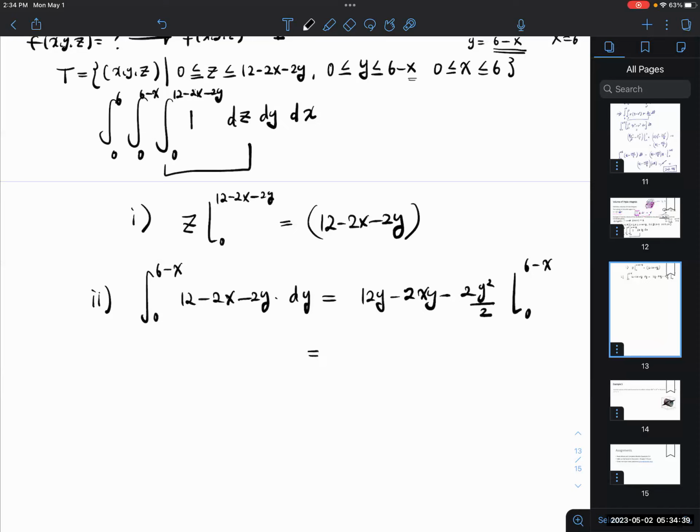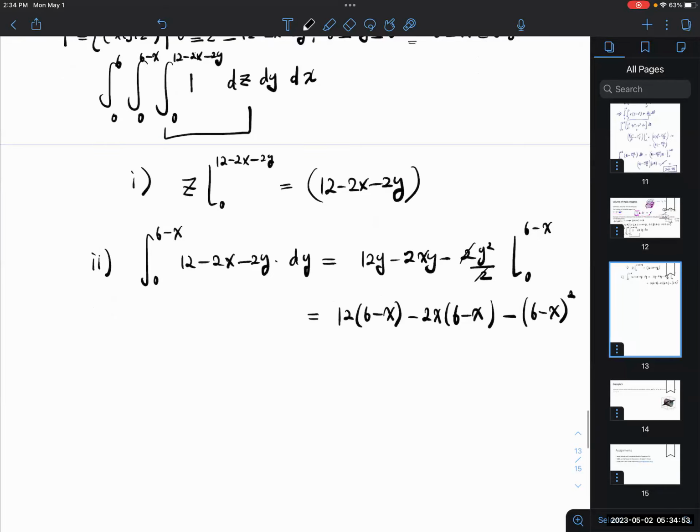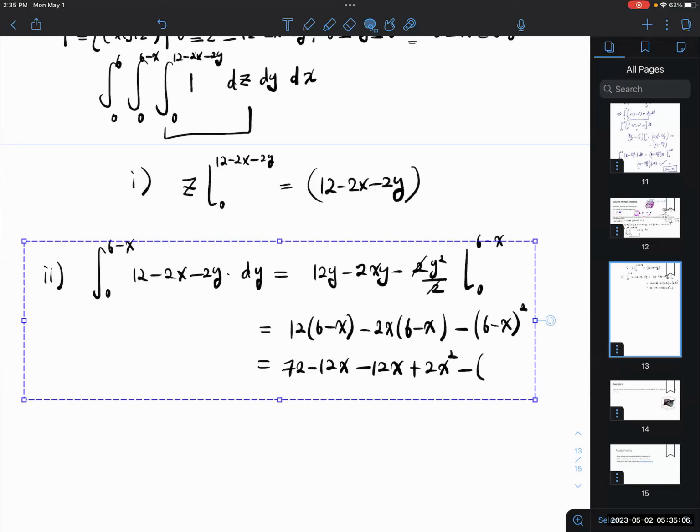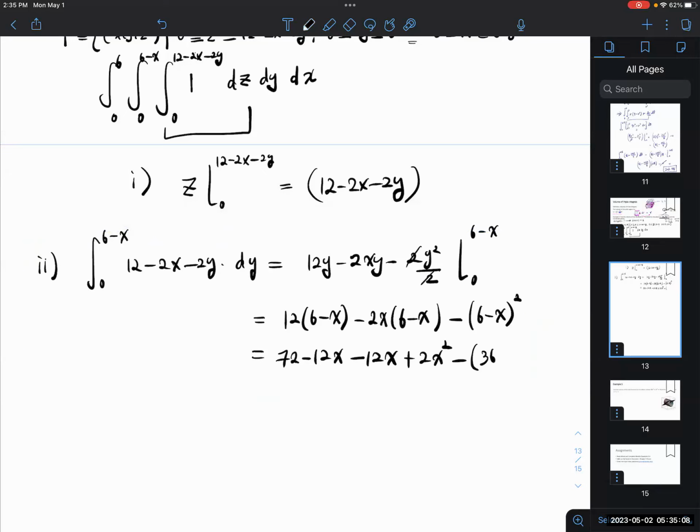Then plugging in 12 times 6 minus x, minus 2 times x times 6 minus x, and then minus (6 minus x) to the second. For the lower limit, 0 gives 0. I want to expand it: 72 minus 12x, minus 12x plus 2x squared, and if you actually calculate that part, minus (36 minus 12x plus x squared).